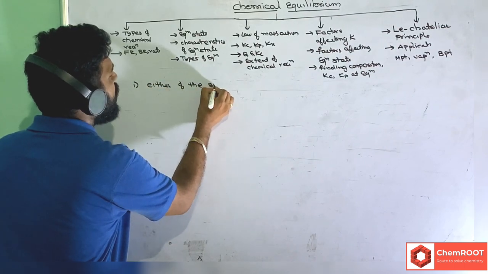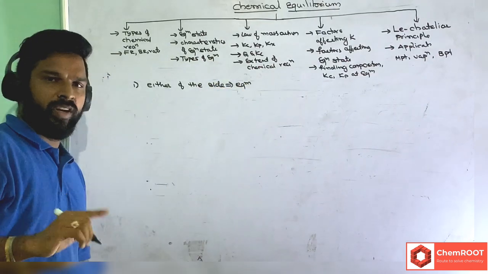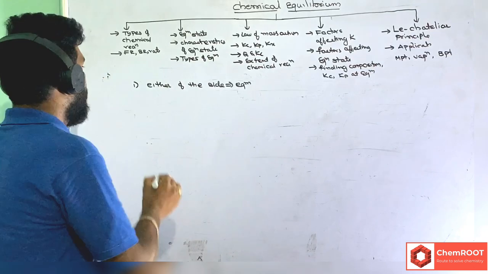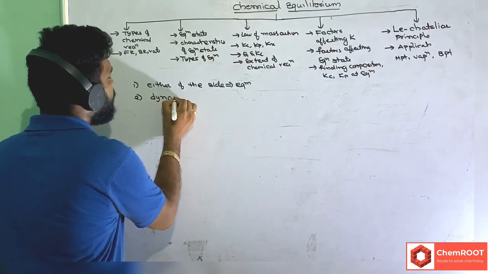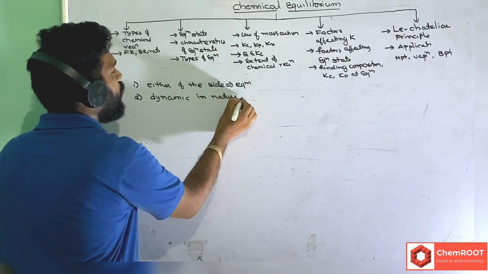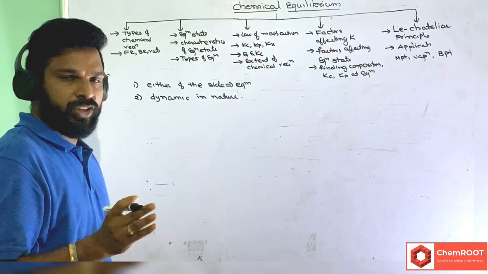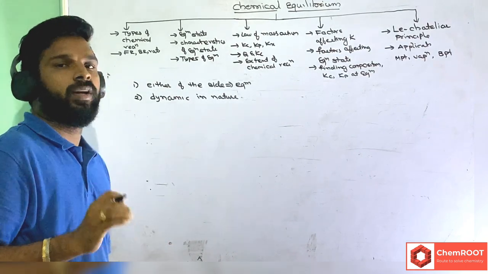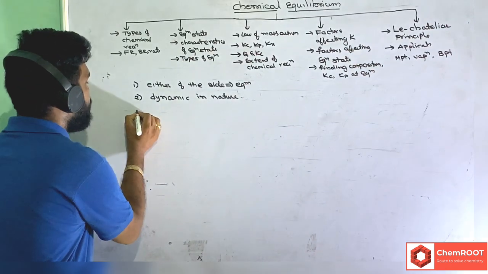Equilibrium can be approached from either side, from reactant to product or product to reactant. It has a dynamic nature, so reactions never complete at any instant. The forward reaction and the backward reaction are both going on, and only the rate of forward reaction equals the rate of backward reaction.